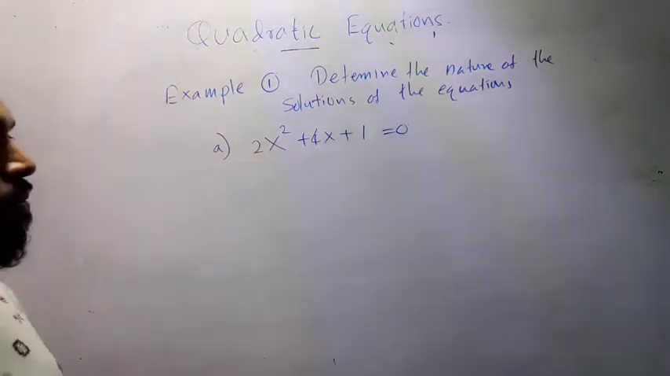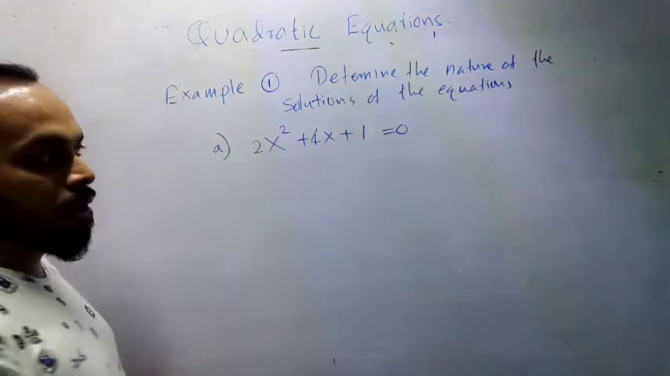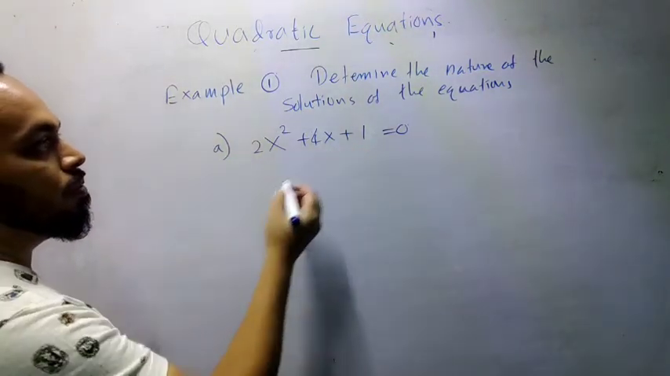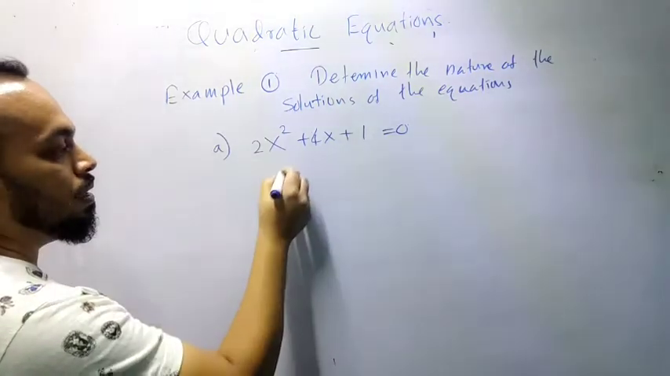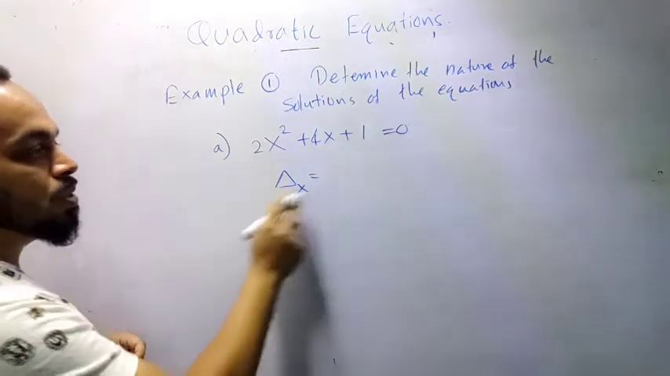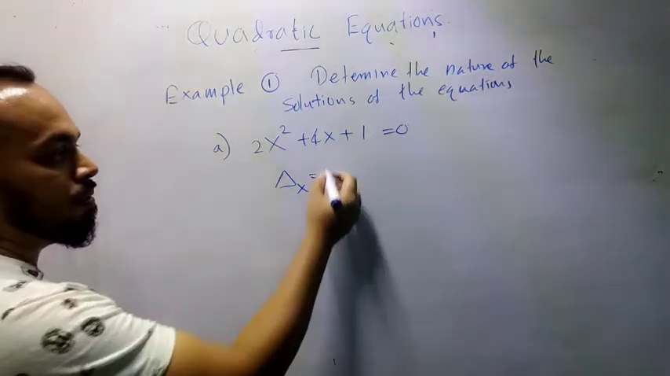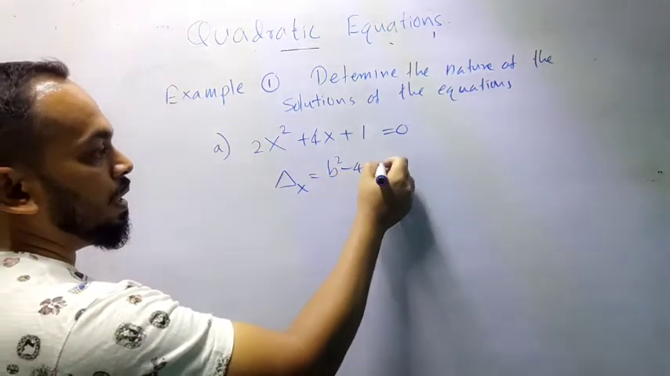So this is a simple one. To determine the nature of the solutions, we take the discriminant, b squared minus 4ac.